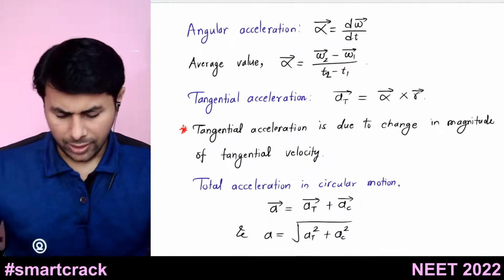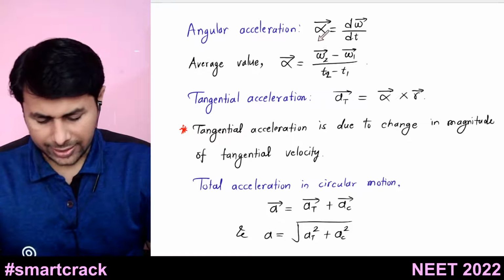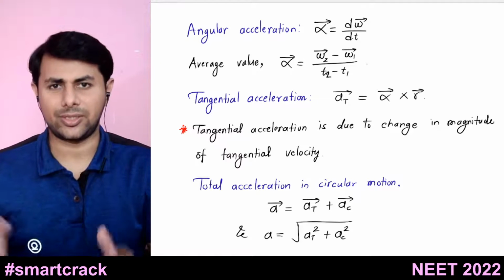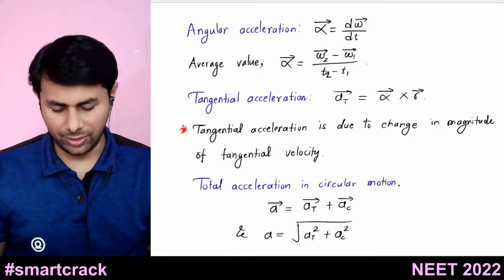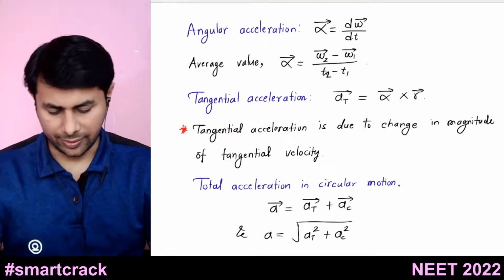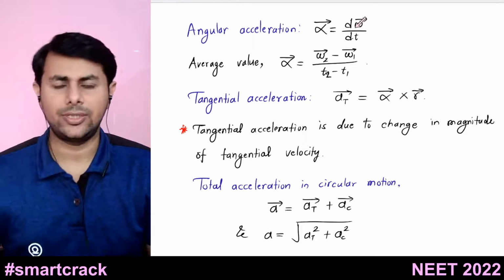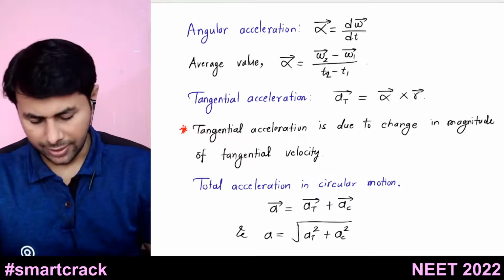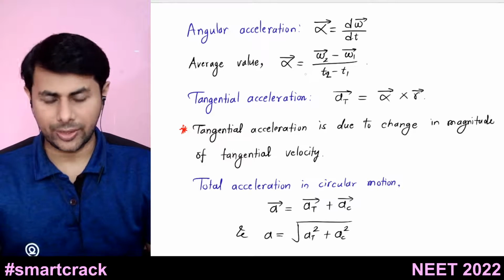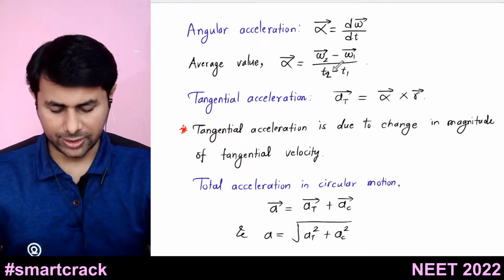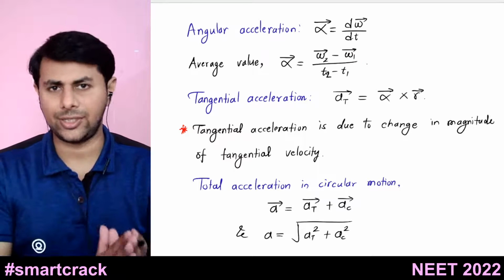Okay. Then if you want angular acceleration, just like linear acceleration is change in velocity with respect to time, angular acceleration is change in angular velocity with respect to time. Okay. So the instantaneous value is the derivative of angular velocity with respect to time, and the average value, if you want, is final angular velocity minus initial angular velocity divided by final time minus the initial time.